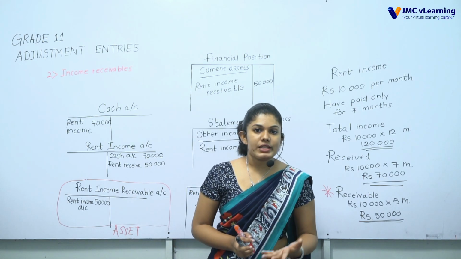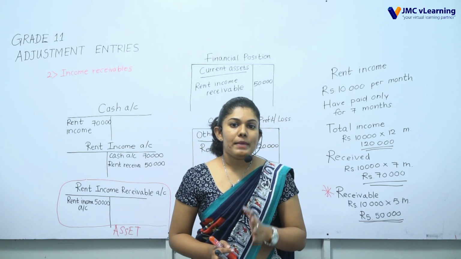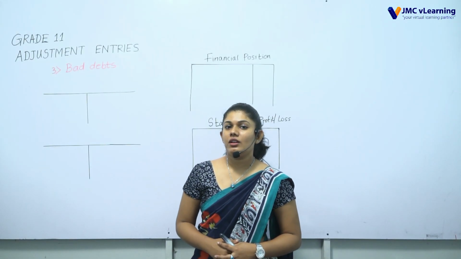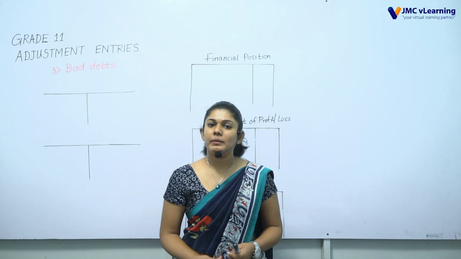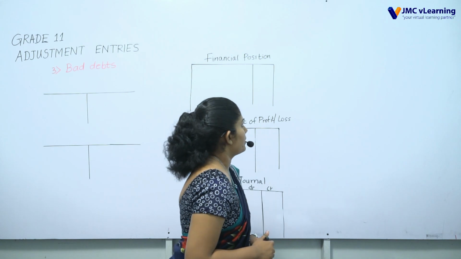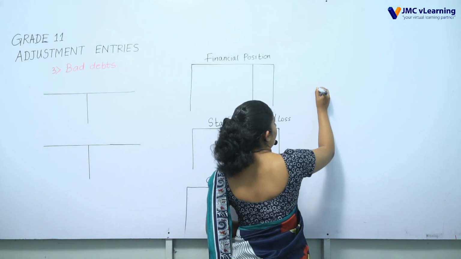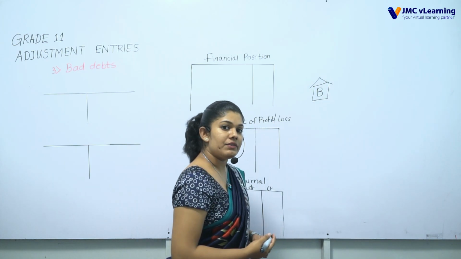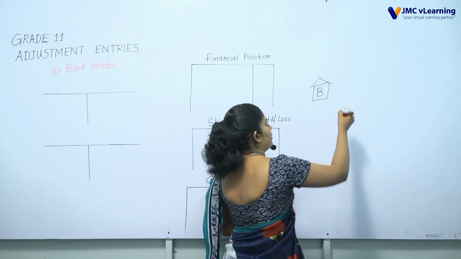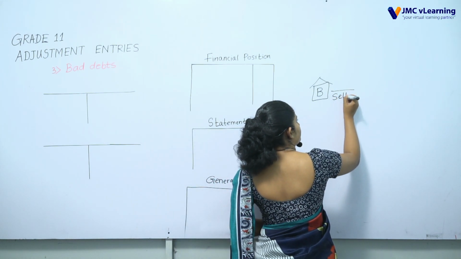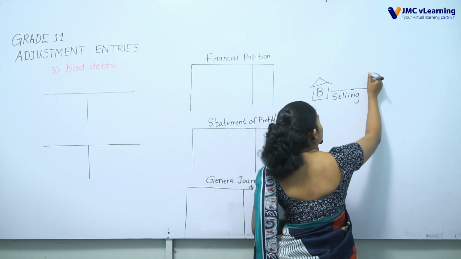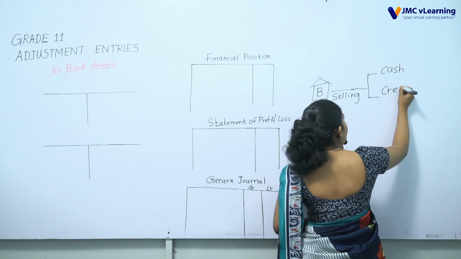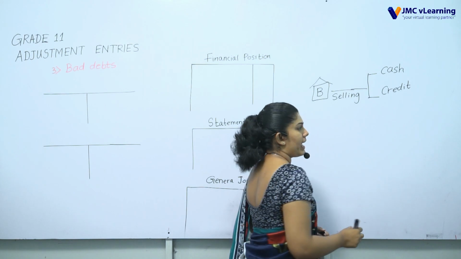The next adjustment we are going to learn is bad debts. First of all, let's see what this is. What do you mean by bad debts? So my students, businesses sometimes sell goods and services on two bases, cash and credit. Cash basis and credit basis.